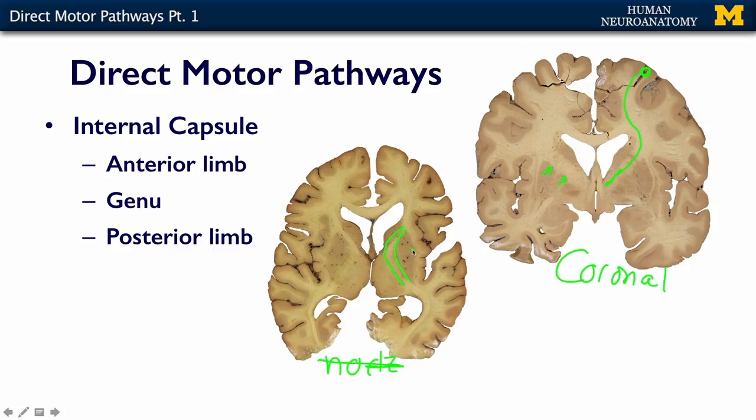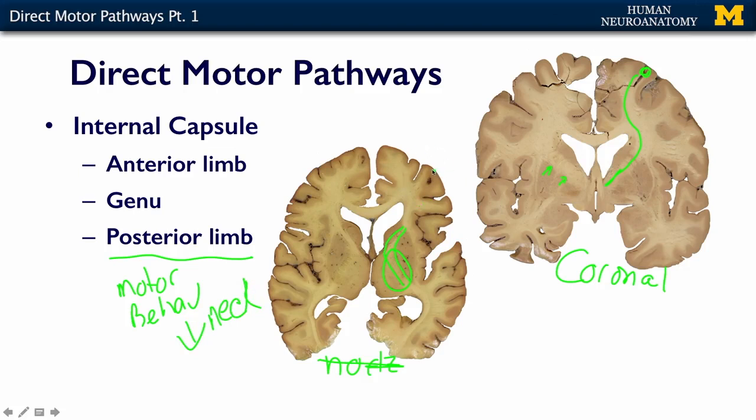The neurons that we're going to be talking about in the motor cortex that go to the spinal cord to interact with neurons that are going to contribute to your spinal nerves are all traveling in the posterior limb. The posterior limb of the internal capsule is associated with motor behaviors, basically below the neck.